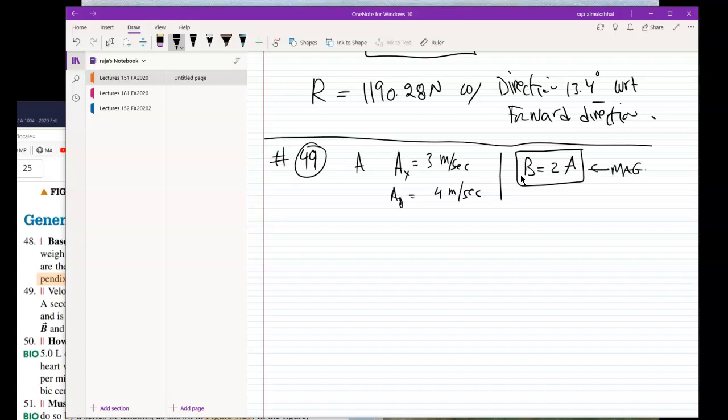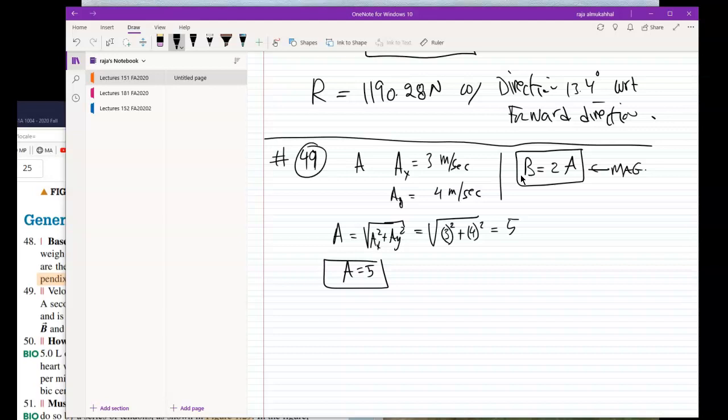First of all, what is the magnitude of A? Well, A is Pythagorean: A sub x squared plus A sub y squared, correct? So I have here A sub x is 3, squared, plus 4 squared. That's basically a 3, 4, 5 triangle. So A is 5. There we go, right? So A is 5. Yes?